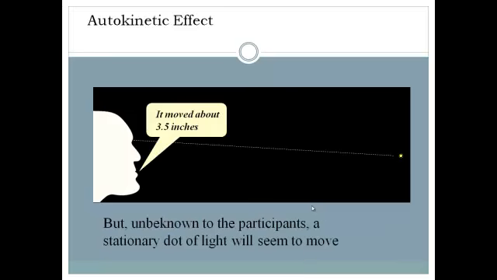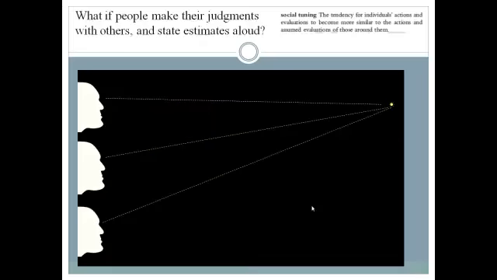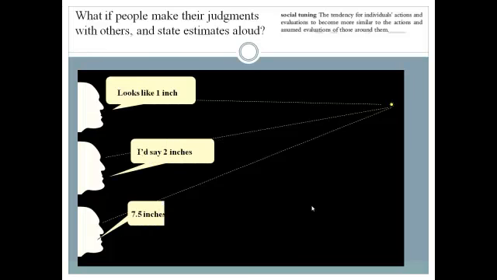Okay. So the participant might say it moved about 3 inches, but as I said before, it's just a stationary dot. It's not really moving, but to the participant, it appears to move. But now, let's say you have people in a group doing it. And one person says, oh, it looks like 1 inch. The second person says 2 inches. Maybe the third person says something really off the scale, like 7.5 inches. They make their judgments aloud.